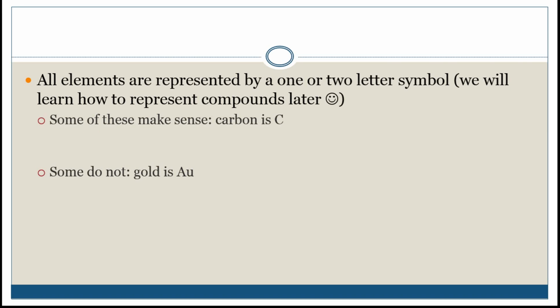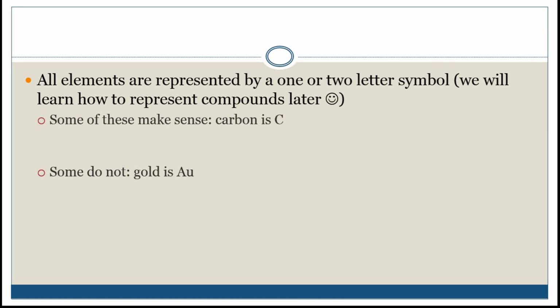Some of these make sense. Okay. Carbon is C. By the way, if you miss a blank, instead of asking your neighbor, leave it for now, and then you can get it later, because otherwise you're missing out on what we're currently doing. That's my suggestion. I'll bring it back later if you need to. Okay? So some of these make sense. Carbon is C, some of these don't. Gold is Au. Why? Because not all science was done by people who speak English.